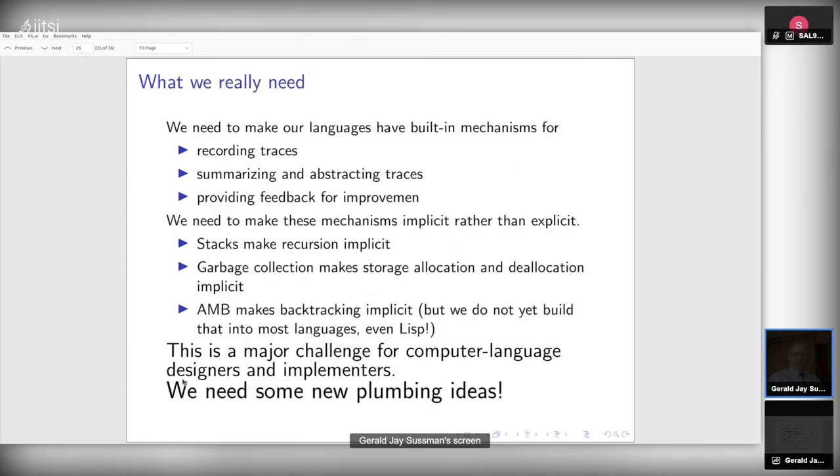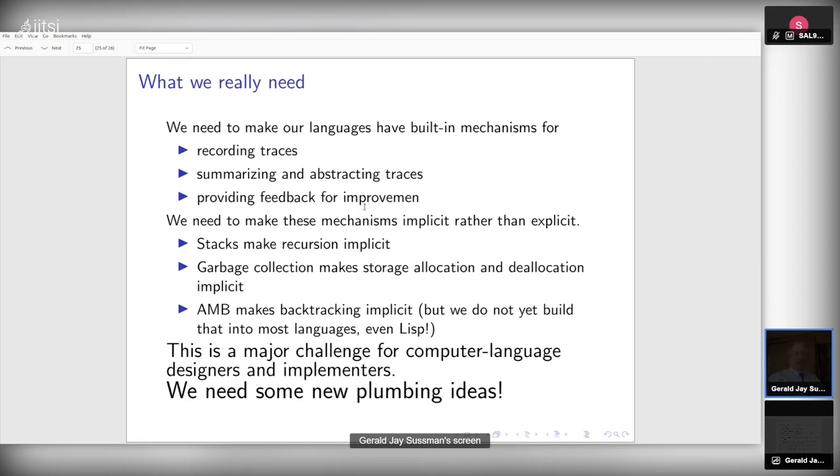So what we need is to make our languages have built-in mechanisms for recording traces, summarizing and abstracting traces, and providing feedback for improvement. Whoops, another error, typo. There should be a T at the end of the word right there. So we need to make these mechanisms implicit rather than explicit.